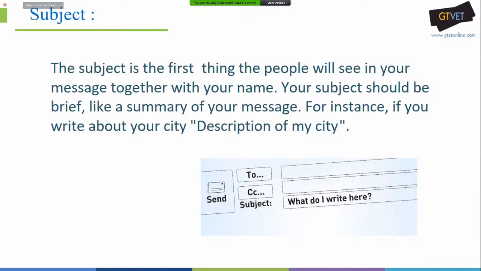But definitely, whenever you are writing a mail to someone, we should write a subject. What is the meaning of subject actually? The subject is the first thing people will see in your message together with your name. For example, someone of you cannot attend today's session because of bad health. So he or she wants to send me a mail. What should the subject be? She should write, Sir, could not attend the class due to bad health. That's all. The subject is just like a headline.